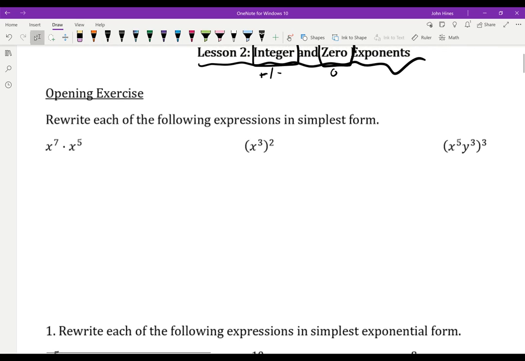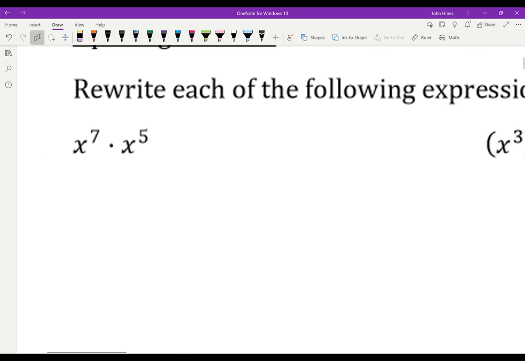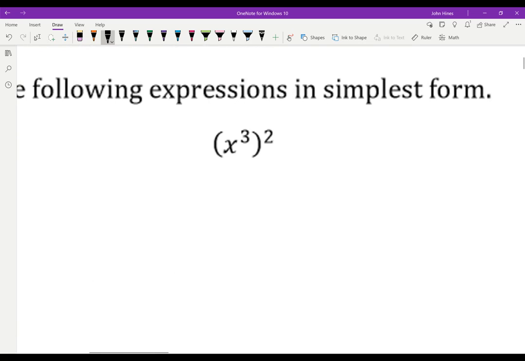So let's look at this here. Try this opening exercise. Let's pause the video and try this opening exercise here. Rewrite each of these in simplest form. So x to the 7th times x to the 5th. Our property here is that to find a product, I find the sum of the exponents. So I get x to the 7 plus 5 is 12. I've got 7 x's and 5 more x's, and exponents are repeated multiplication. So I have 12 of them being multiplied together.